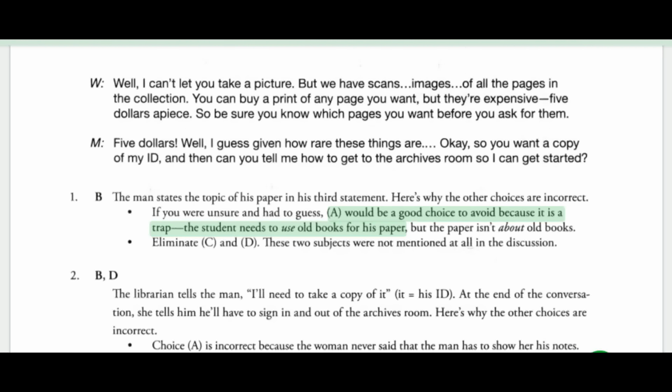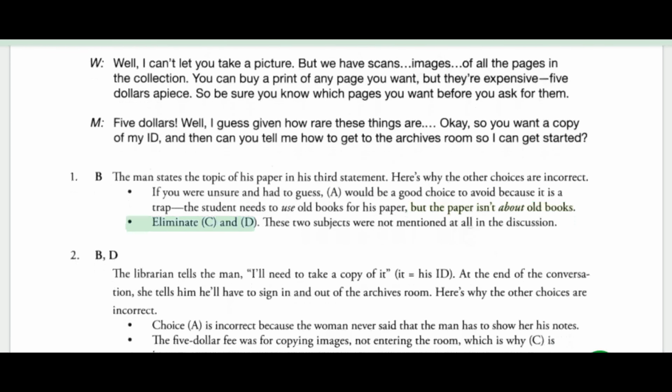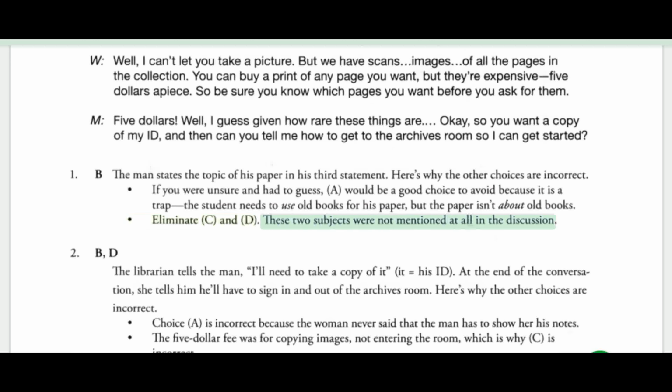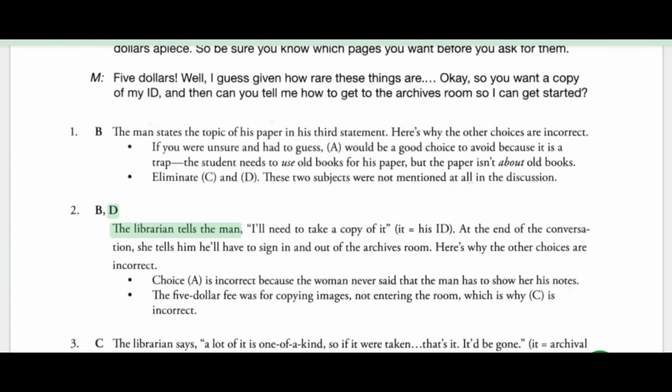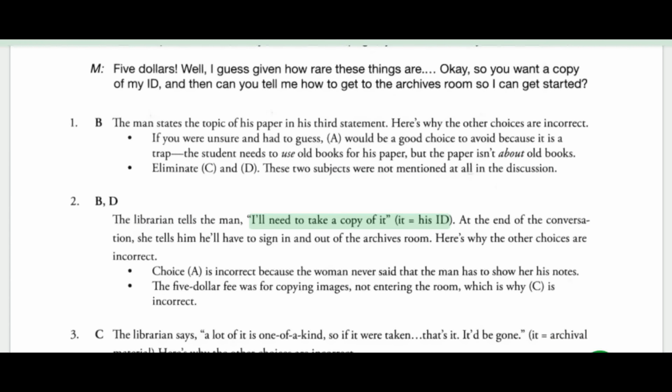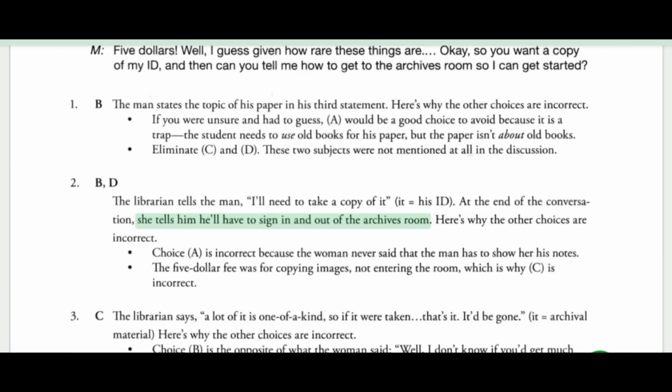The student needs to use old books for his paper, but the paper isn't about old books. Eliminate C and D. These two subjects were not mentioned at all in the discussion. 2. B. The librarian tells the man, "I'll need to take a copy of it, it equals his ID." At the end of the conversation, she tells him he'll have to sign in and out of the archives room.